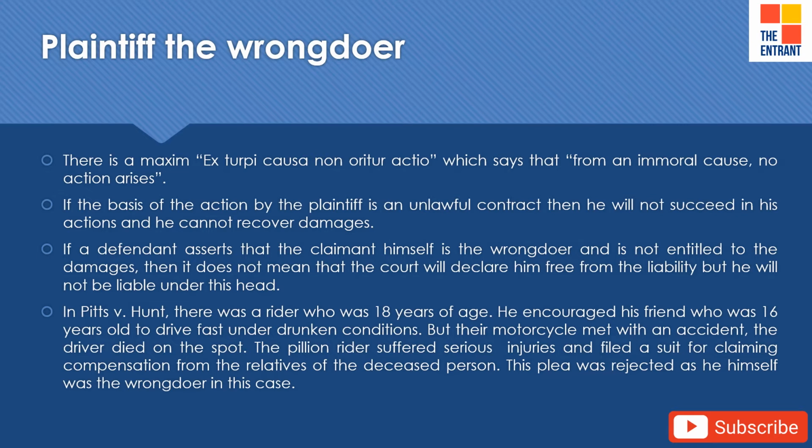encouraged his friend, who was 16 years old, to drive fast under drunken conditions, but their motorcycle met with an accident. The driver died on the spot. The pillion rider suffered serious injuries and filed a suit for claiming compensation from the relatives of the deceased person. This plea was rejected as he himself was the wrongdoer in this case.